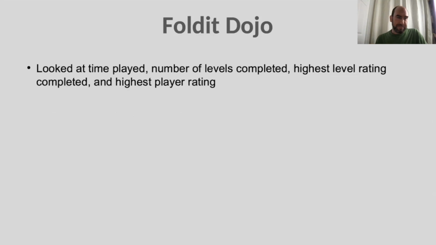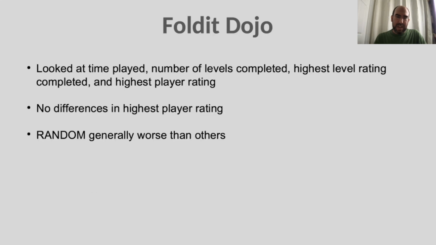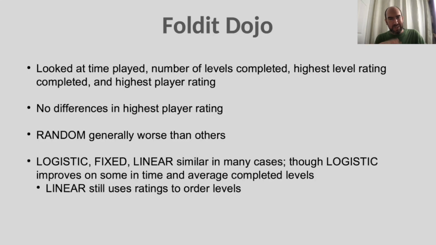So when we saw this, we looked at a couple of things to see how players did in the different ways of ordering the levels. And generally speaking, random was worse than the others. So there's maybe some usefulness for ordering the levels based on this information. The other three were fairly similar in most cases, although the logistic curve that got harder faster did seem to improve a little bit on some of the other things that we looked at. And even linear, just the linear increasing order of levels, was still using the level ratings that were learned from this system, even though it wasn't adapting to individual players.